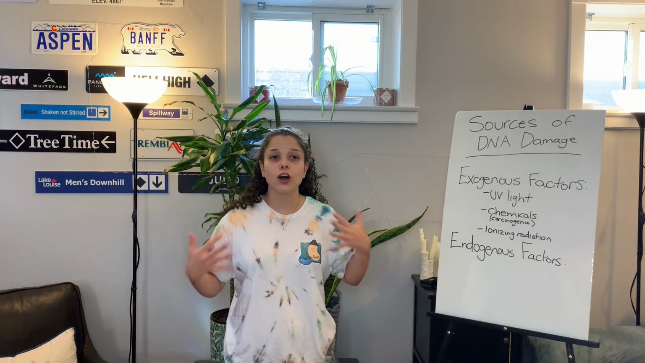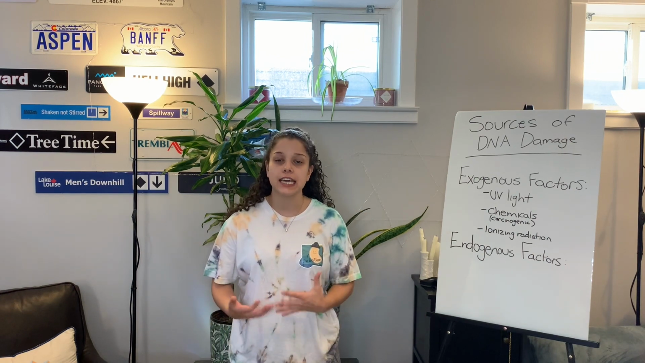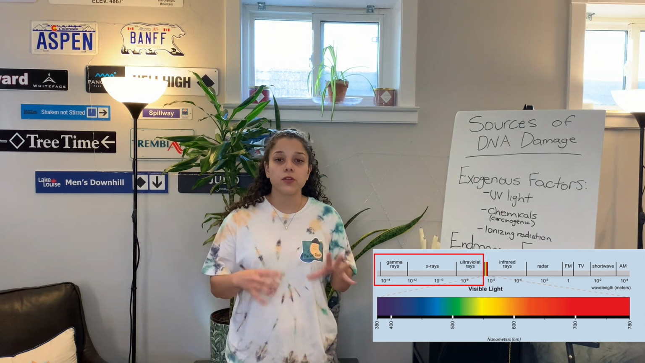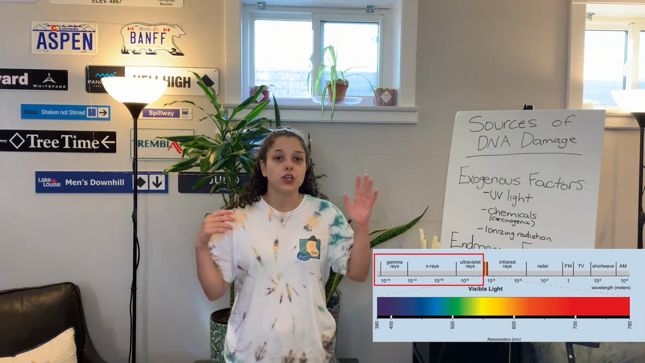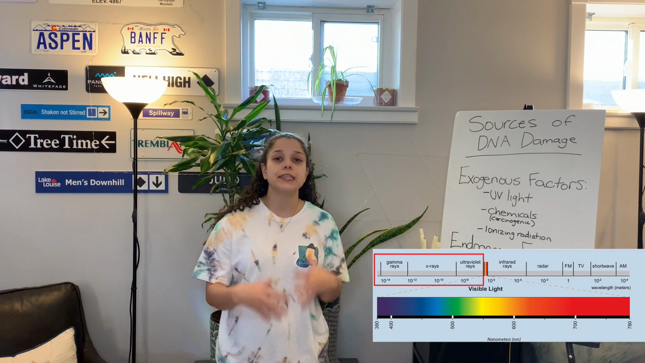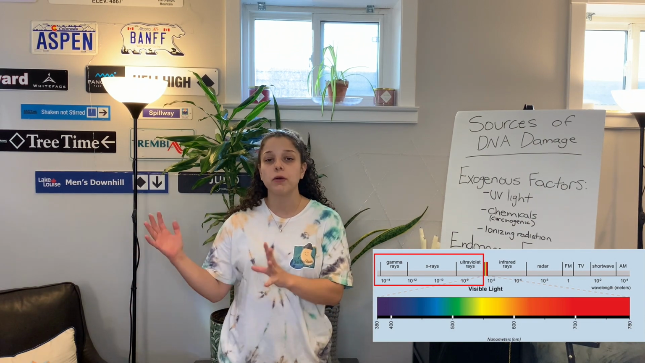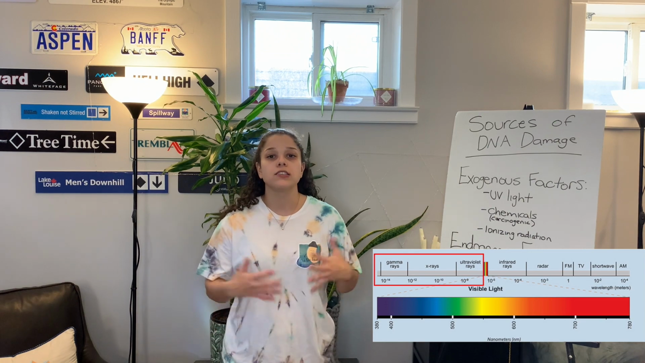And the third exogenous factor that may lead to DNA damage is ionizing radiation. That's radiation in the light spectrum anywhere from UV onwards, so that includes X-rays and gamma rays as well. Anywhere in that spectrum of the light, it may cause DNA damage.